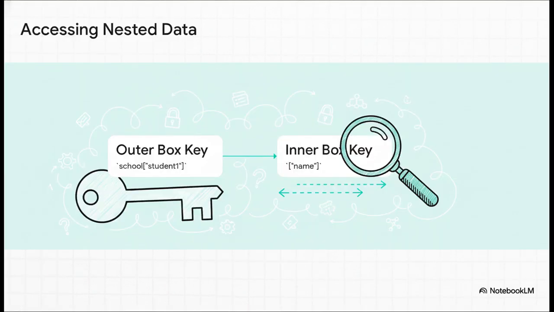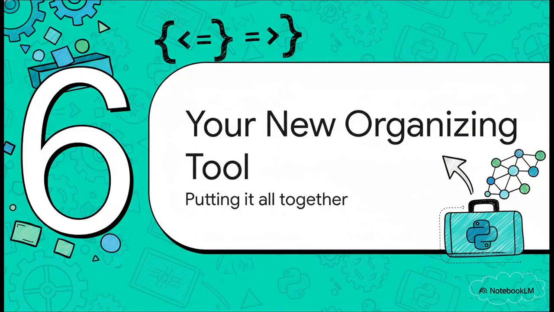So how do you get to the stuff in that inner box? It's just a simple 2-step move. First, you use the key to grab the inner dictionary, our inner box, like school, student 1. That gives you the smaller dictionary. And then, right after that, you use another key to grab the specific item you want from inside it, like name. And there you have it.